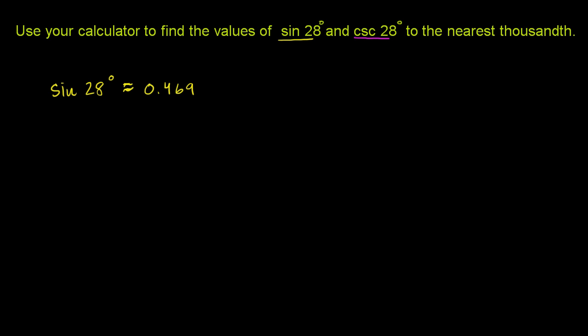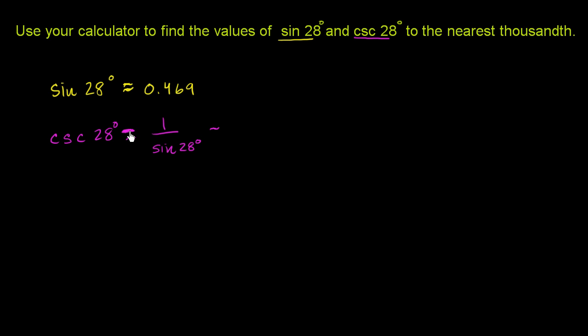Now let's figure out the cosecant of 28 degrees. What is that going to be, or roughly equal to, if we round to the nearest thousandth? Well, you might remember the cosecant is just the reciprocal of the sine. The sine is opposite over hypotenuse. Cosecant is hypotenuse over opposite. So it's literally just going to be the reciprocal of sine of 28 degrees, or the reciprocal of this value right over here. So we could use either calculator.